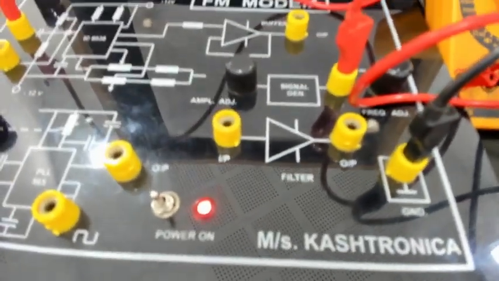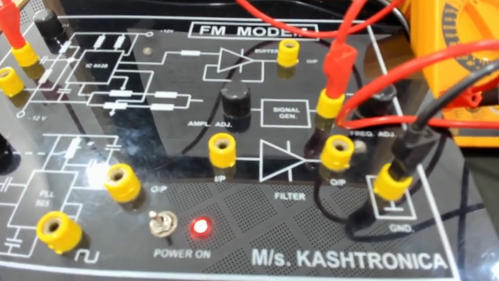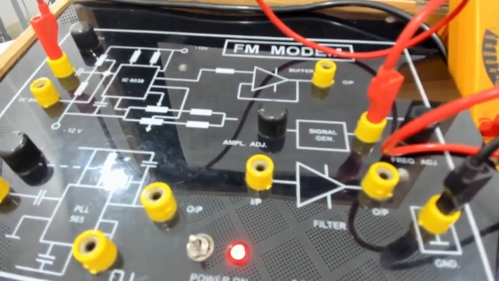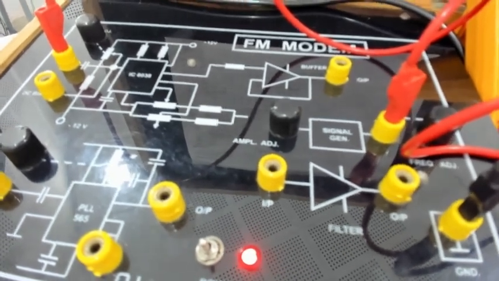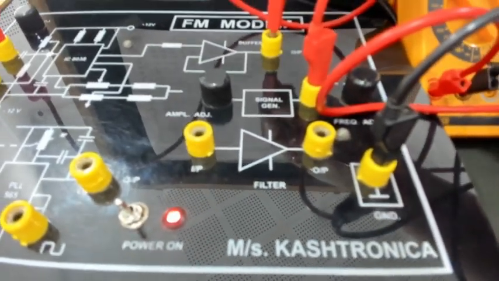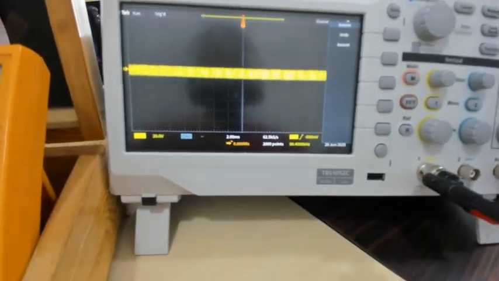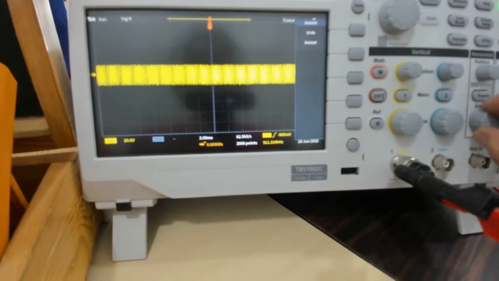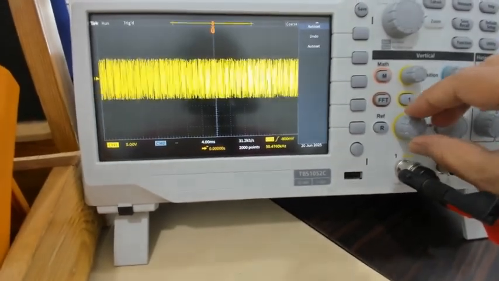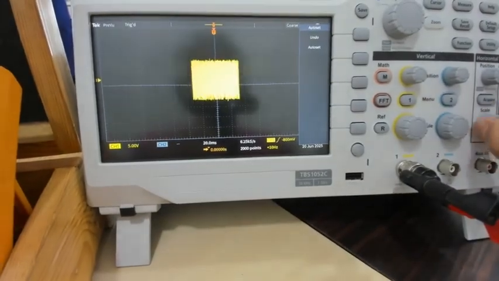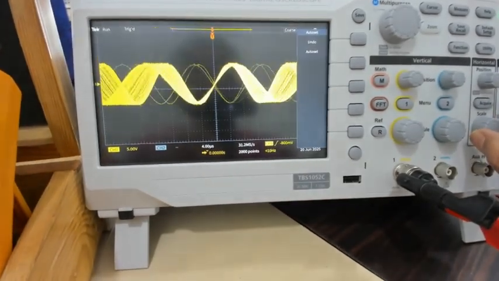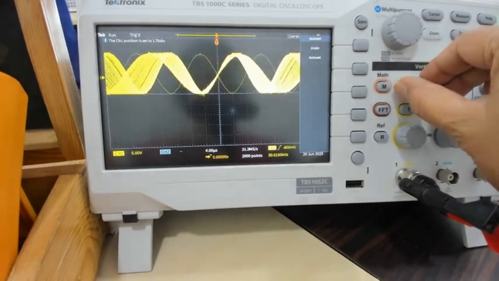Okay. And now you will be able to observe the modulated output on the DSO. So let us observe the modulated output on the DSO here. So connect here the output at the buffer, and now you will be able to see the modulated output. So this is the frequency modulated output you will be able to observe on the DSO. Right? So this is the frequency modulated waveform.